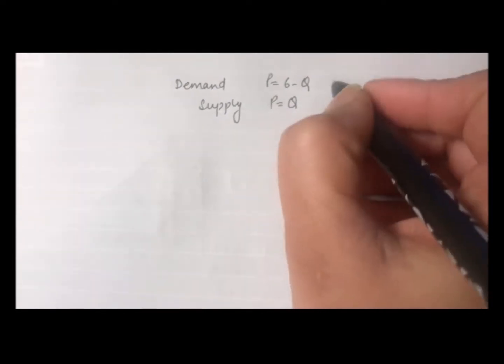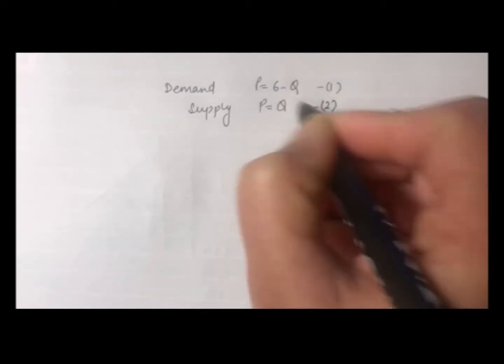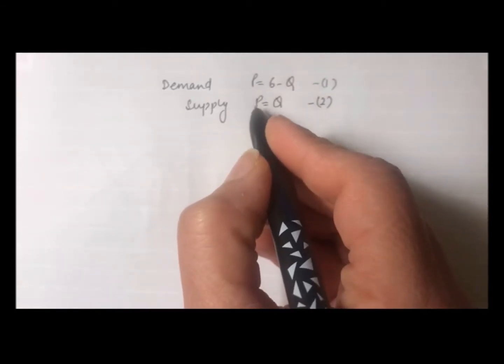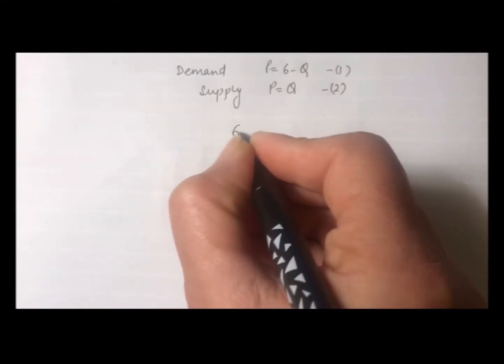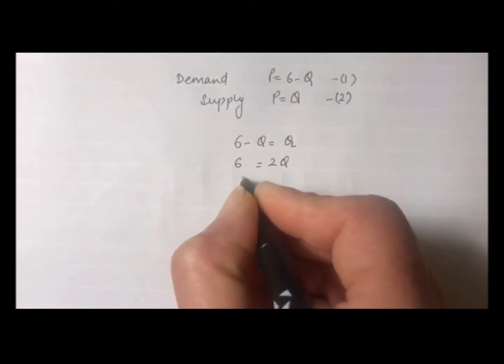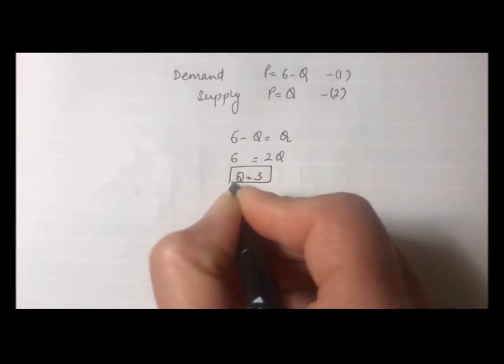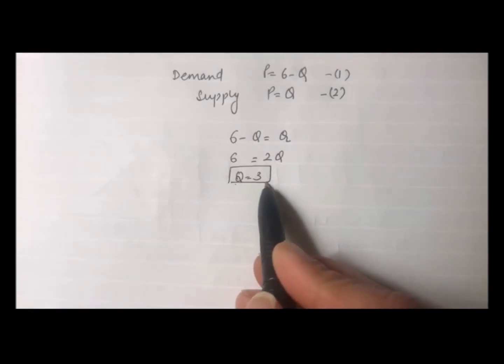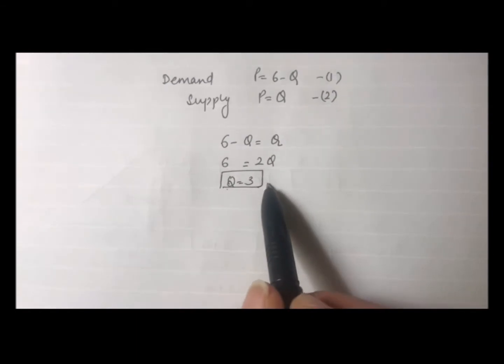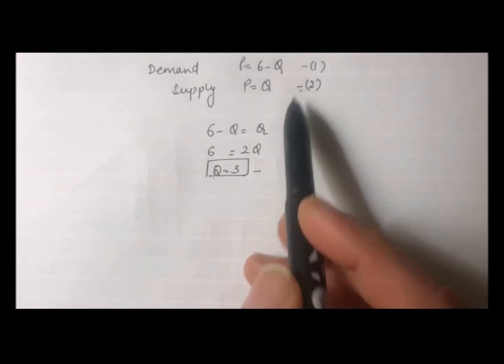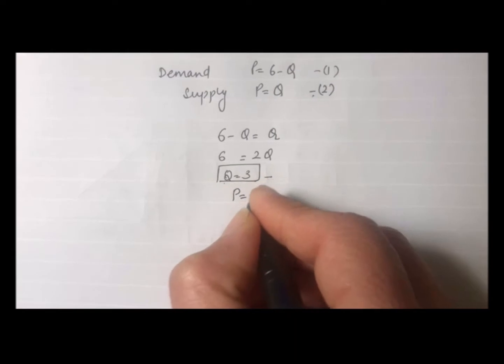To solve these two equations, we have to equate them using P, since both equations have the same P. After equating, we get 6 minus Q equals Q, which gives 2Q equals 6. So we get the quantity Q equals 3. Now we substitute this value in either of the two equations. Substituting in the second equation, where P equals Q, our P comes out to be 3. So this is the equilibrium quantity and the equilibrium price without any tax.